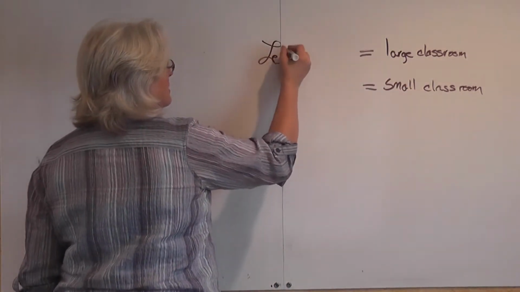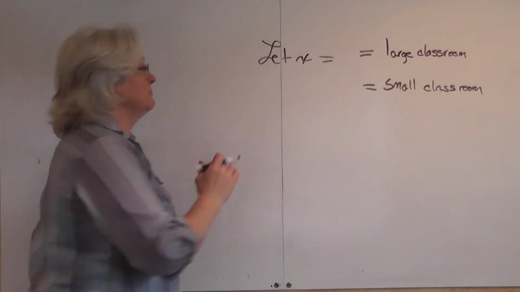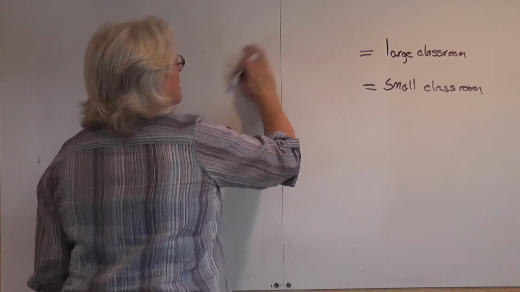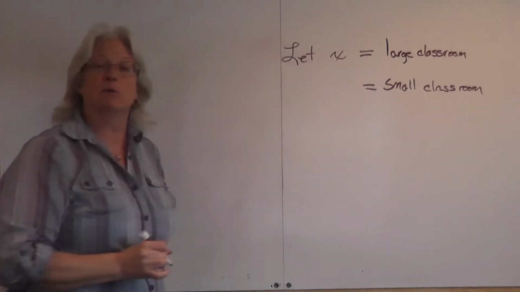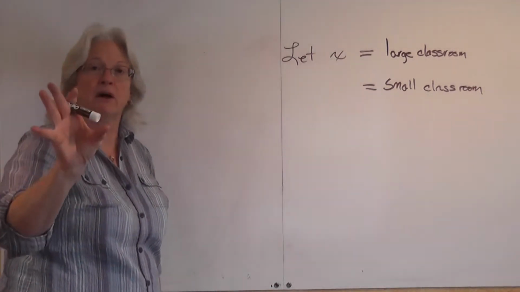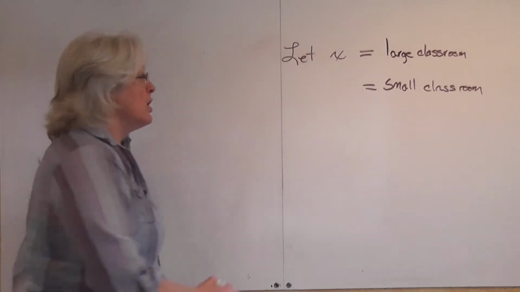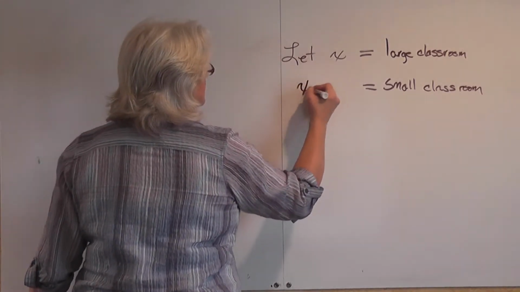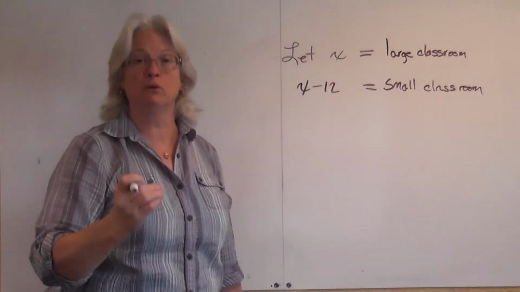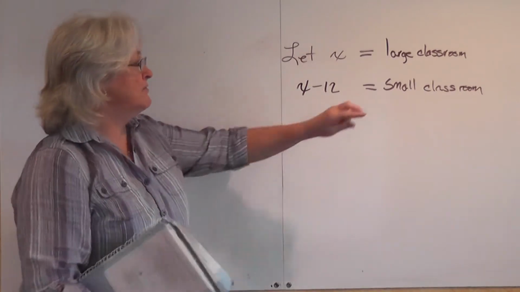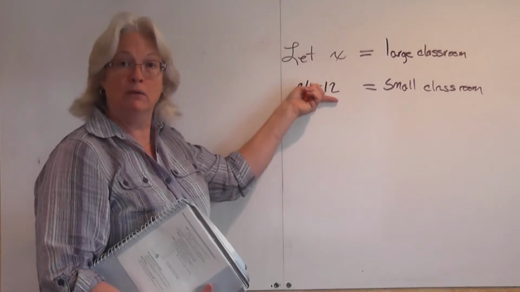So we're going to say let X equal the capacity of the larger classroom. Let X equal the larger classroom. Once we know what that value is, if it's 25, if it's 50, if it's a huge one that holds 400, all we have to do is subtract 12 from that quantity, and that will give to us the capacity of the smaller classroom. Now, we have come up with our two unknowns.